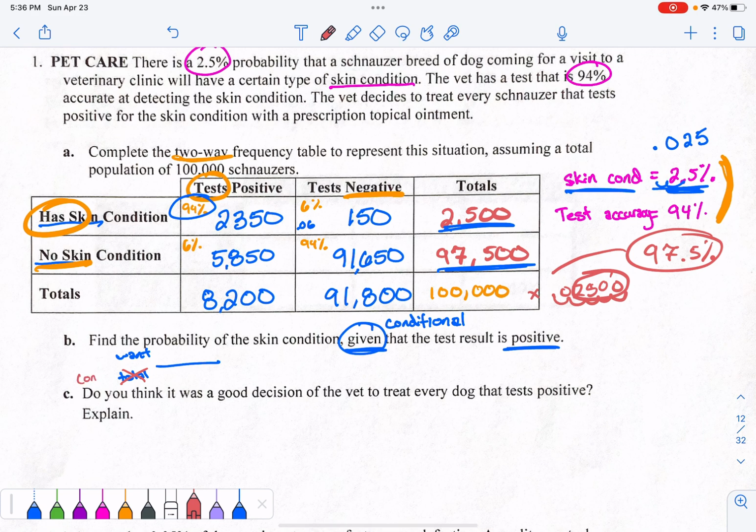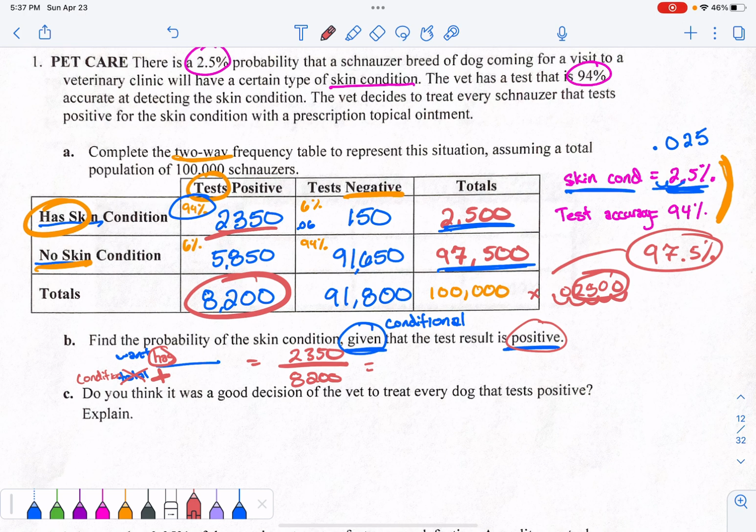So the condition is that they are positive. I want just the positive people on the bottom here, and then I want the probability of them having this skin condition out of the total number of positive people. So instead of 100,000 as my bottom number, my positive people are just the people who test positive. Dogs who test positive is 8,200. Of those, how many actually have the skin condition? Has a skin condition is the 2,350.